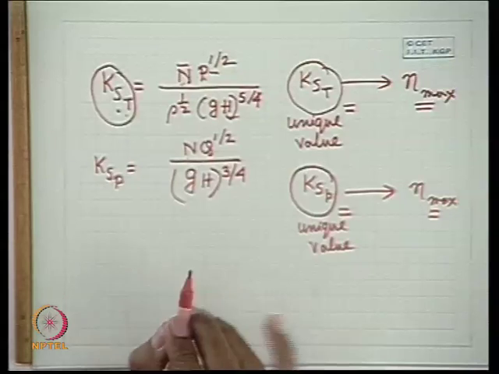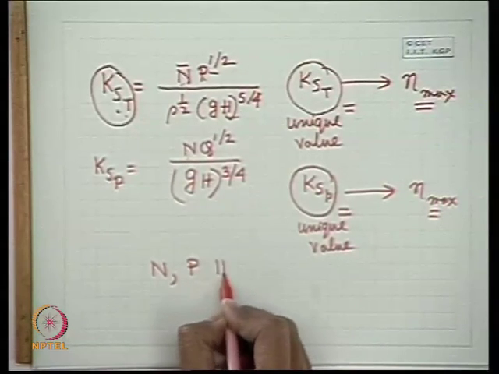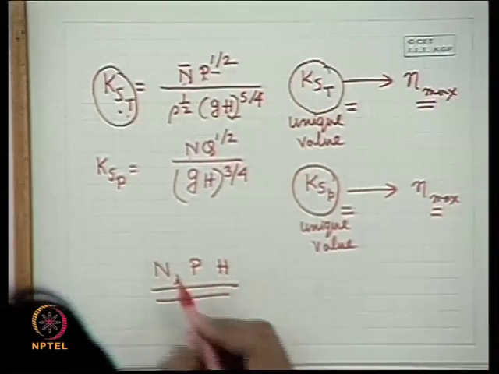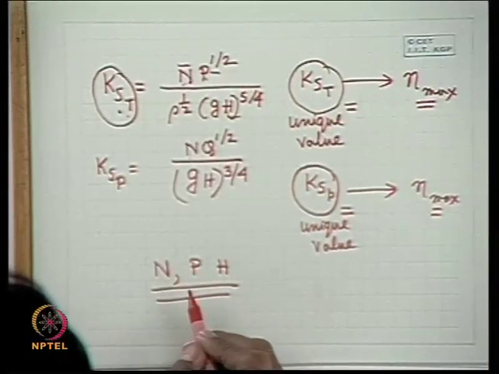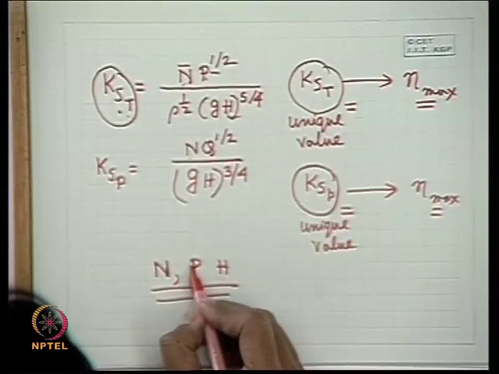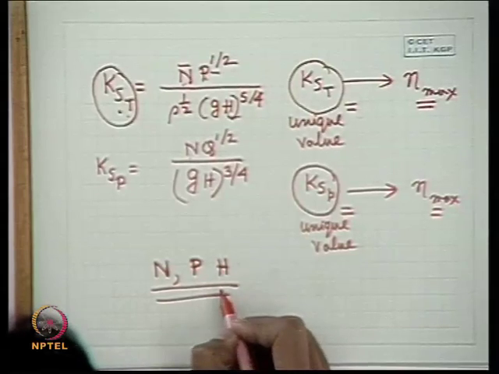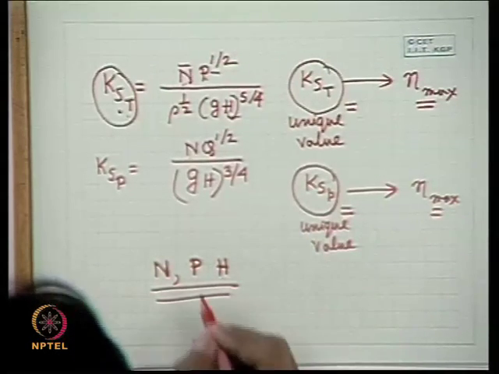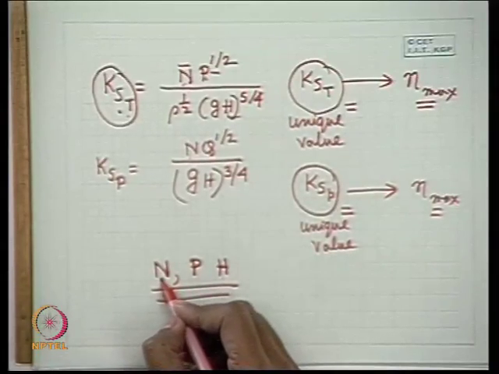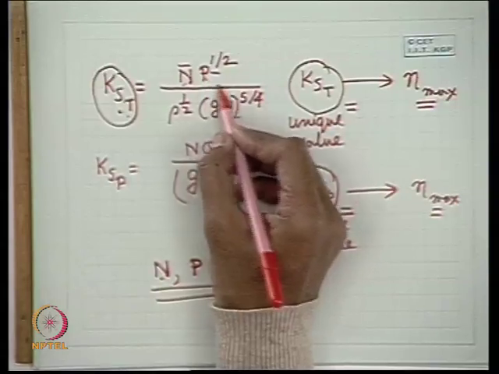Now, for example, just a practical concept, we know N, P and H. How is the type of the turbine first fixed? Let us consider that we know some operating conditions: we have a limitation on the rotational speed, we know that this much power has to be developed by a turbine, and the turbine will be operating under this head. That means we have some available head H, we have to develop this much power, and the rotational speed of the turbine will be like that. Then we find out this KST.